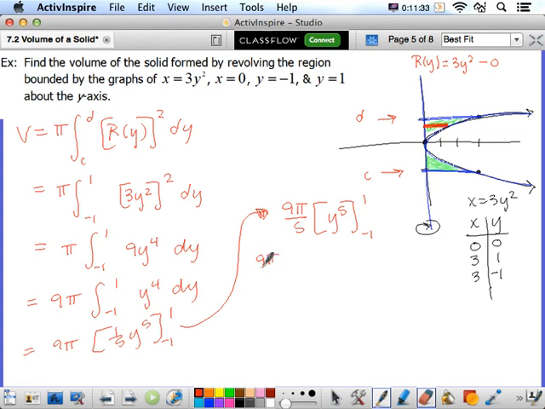So we have 9 pi over 5 multiplied by 1 to the 5th, which is 1, minus -1 to the 5th, which is -1. And that ends up being 1 plus 1, which is 2. So really I have 9 pi over 5 multiplied by 2, which would be 18 pi over 5 cubic units of volume for that hourglass shape.